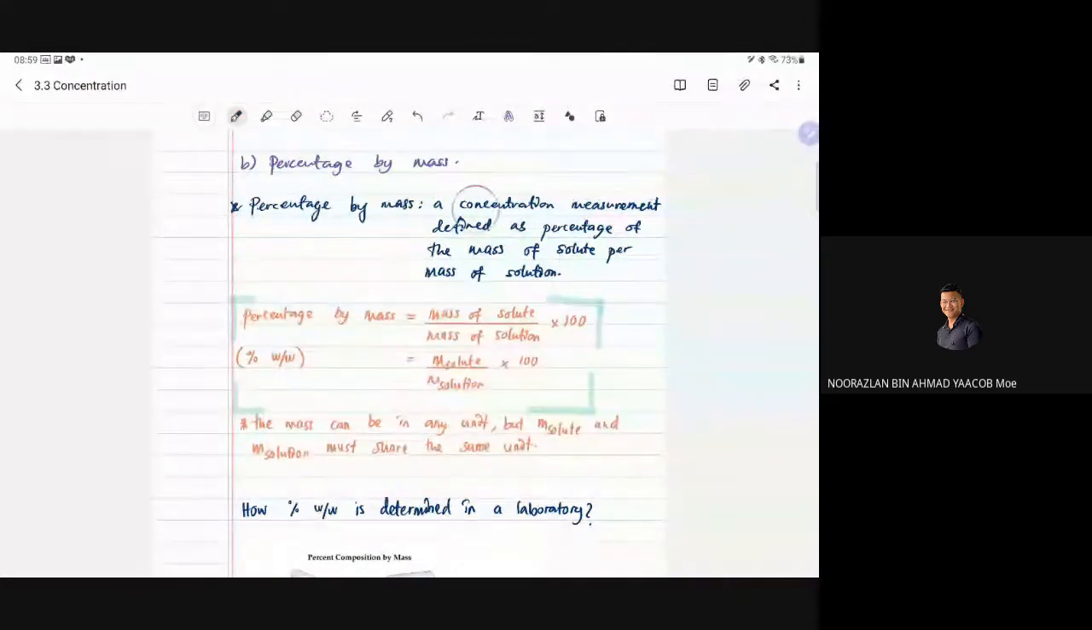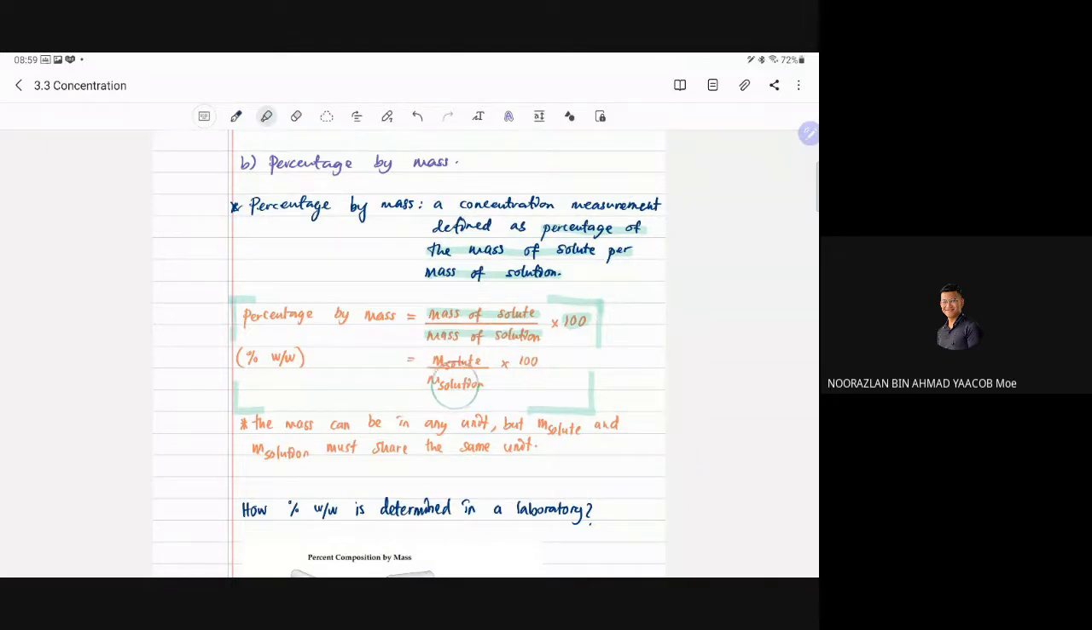Percentage by mass is a concentration measurement defined as percentage of the mass of solute per mass of solution. Jadi dia adalah mass of solute bahagi mass of solution dalam bentuk peratus. So this is the formula. Percentage by mass ataupun simbol percentage W/W sama dengan mass of solute bahagi mass of solution darab 100.